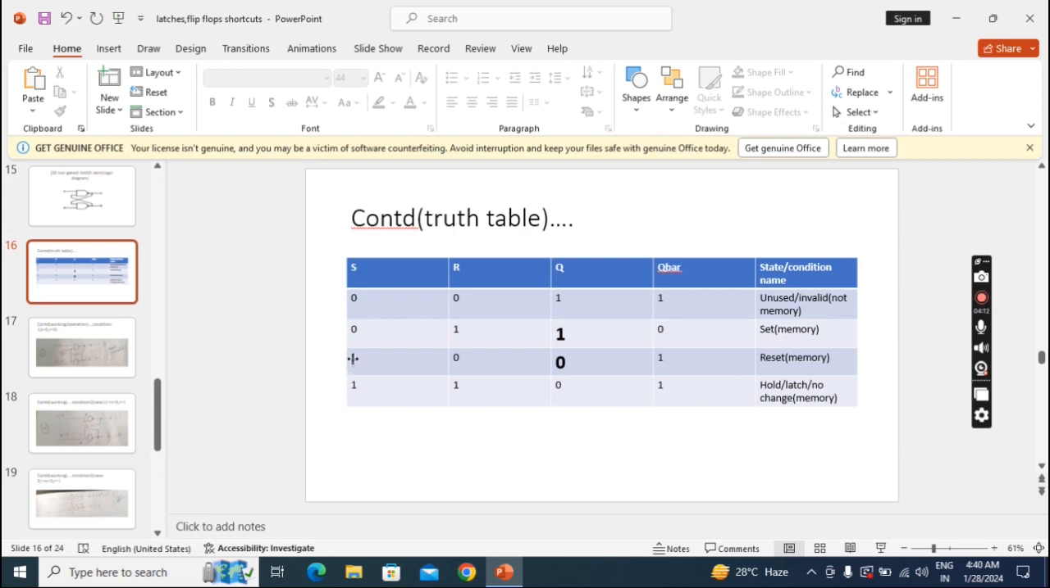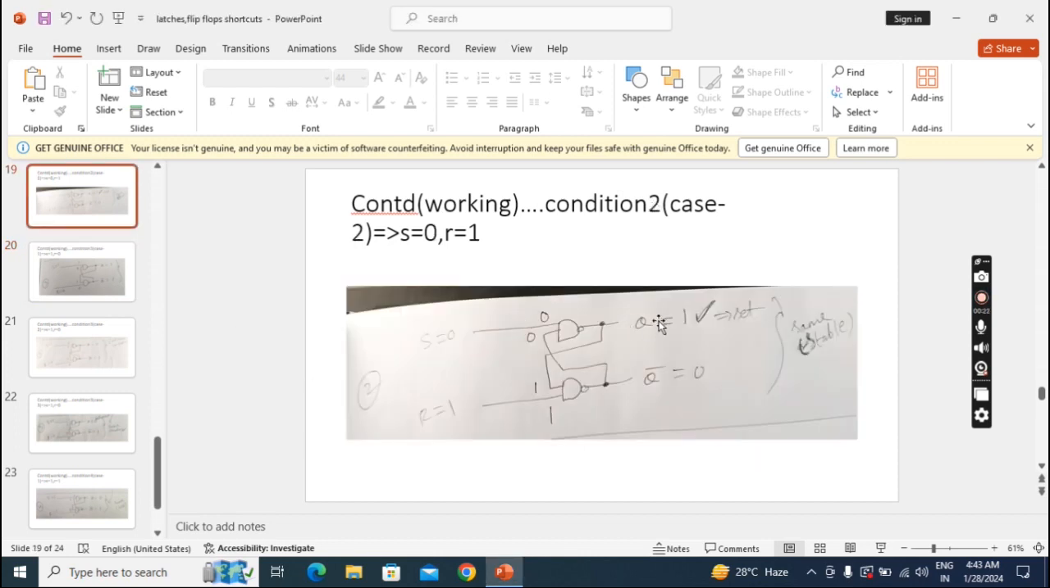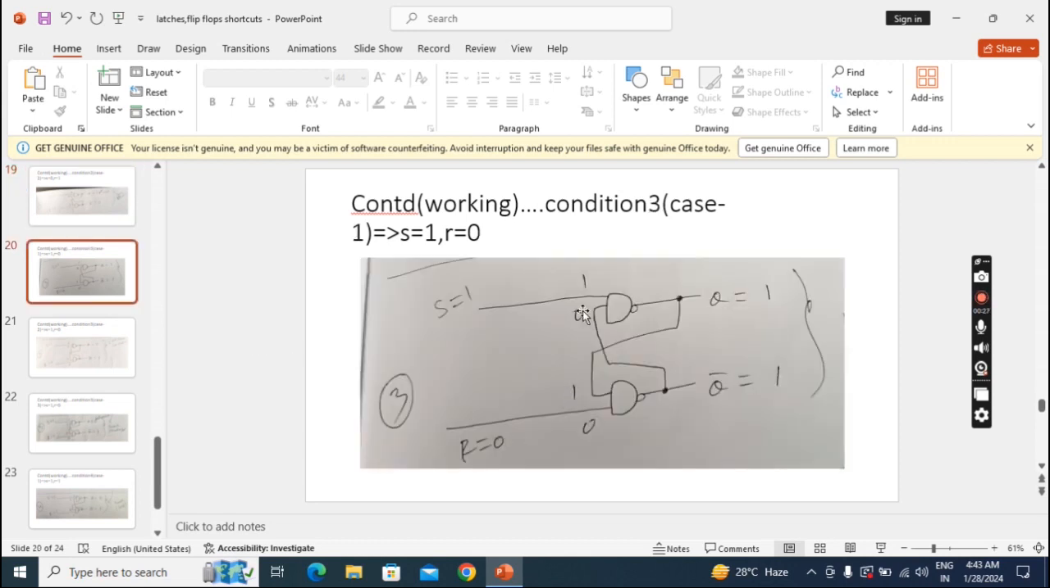Now we'll see the third condition, S1 R0. In this third condition also, we have to check with different cases until getting a stable output. So this is condition 3, case 1. S equal to 1, R equal to 0. So this is S1, this R0. What about this 0, 1? Previous outputs. What are the previous outputs? Q1. That Q1 will come here. And Q bar 0 will come here. Previous Q bar.